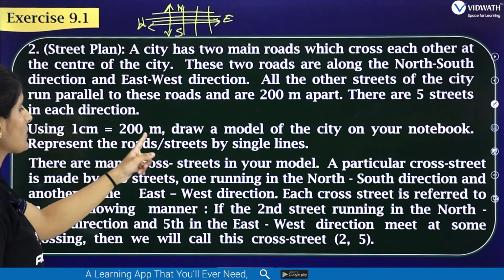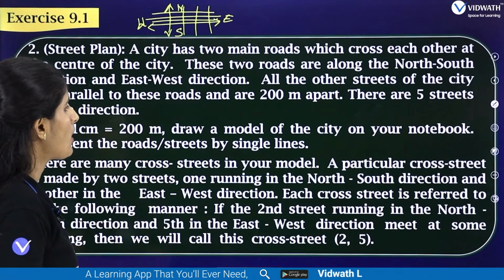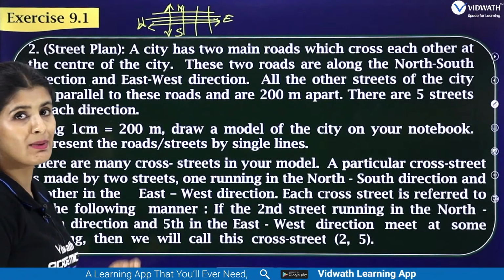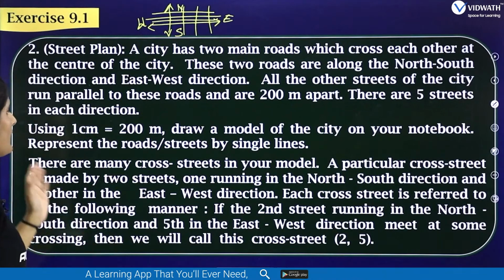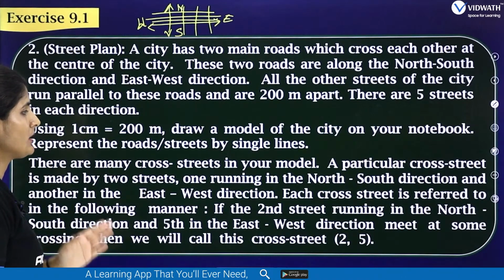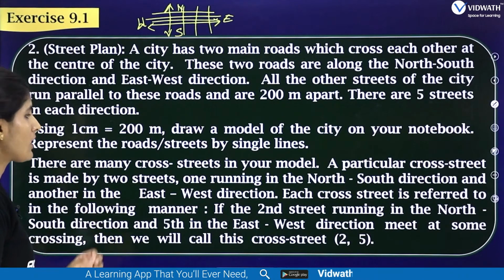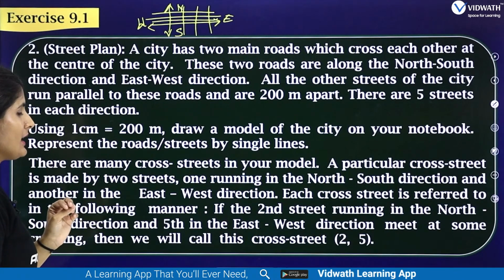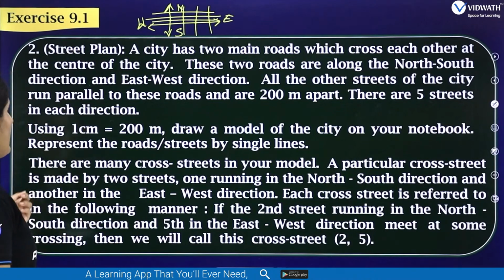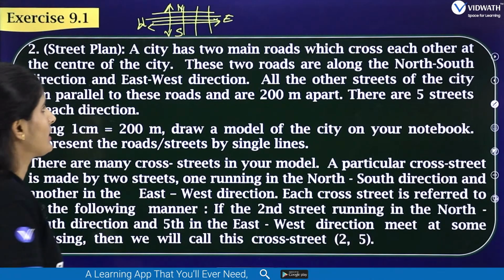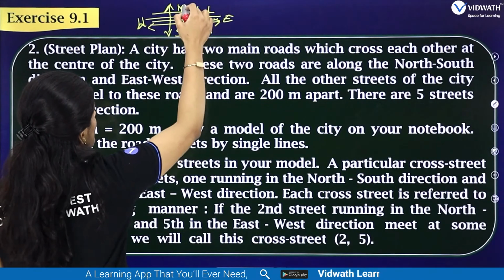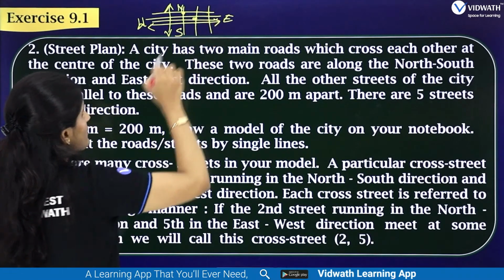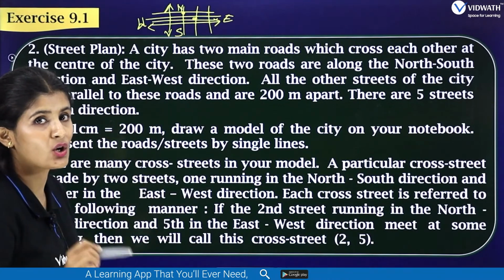Using 1 centimeter equal to 200 meters, draw a model of the city in your notebook. Represent the roads or streets by single lines. There are many cross streets in your model. A particular cross street is made by 2 streets, one running in the north-south direction and another running in the east-west direction. That is, whenever 2 perpendicular lines meet, at all these points of intersection, we have what is called a cross street.